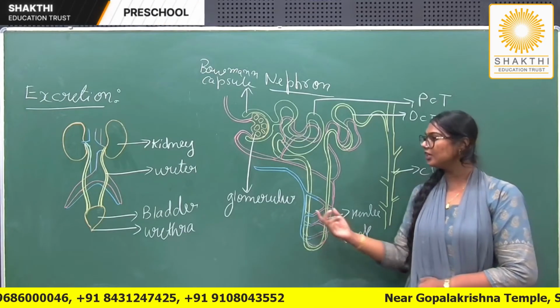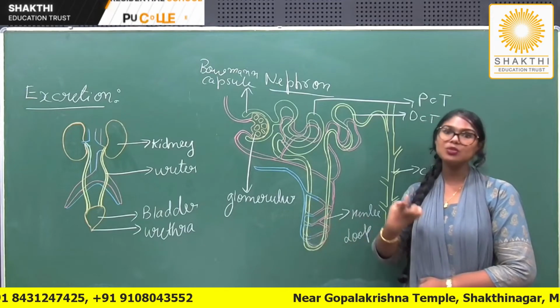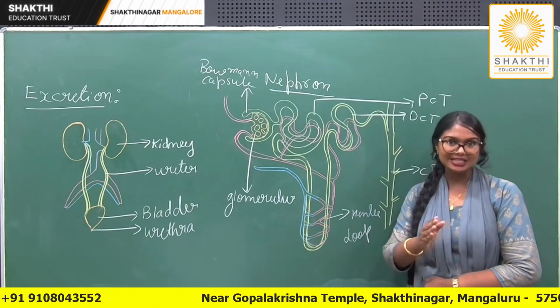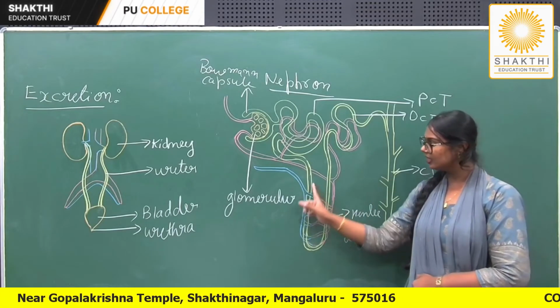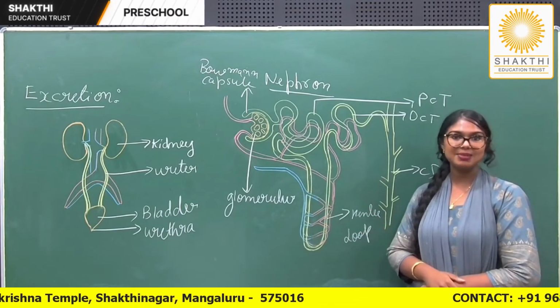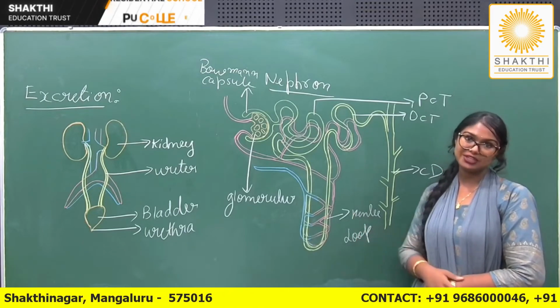That's why, what do the kidneys do? They will remove the water from the urine so that less urine is formed and the water will go back to the body. So here concentration of urine takes place in the Henle's loop, students.